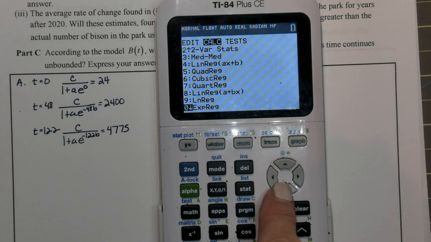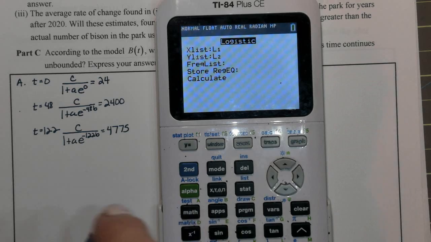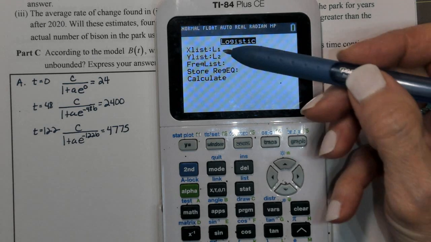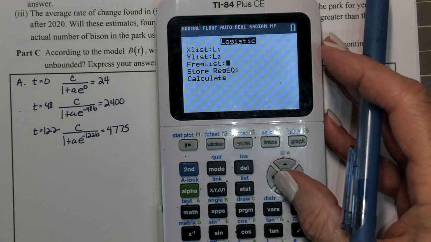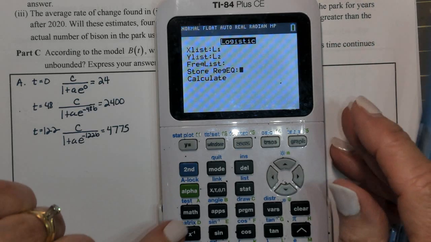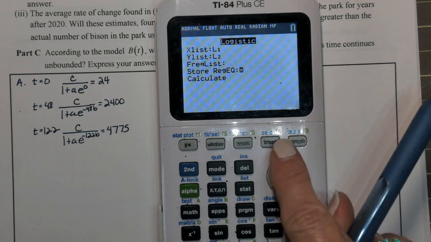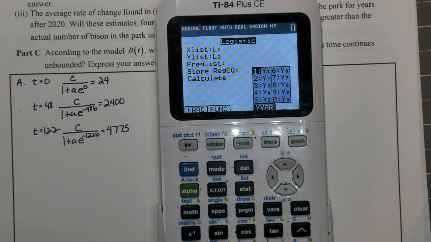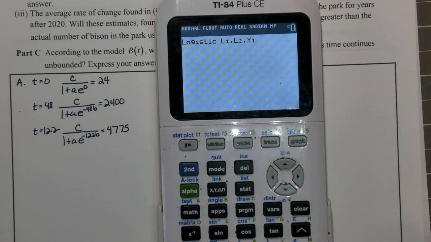There's exponential regression. There's power regression. There's logistic regression. And we know it's logistic. They told us it was logistic. Okay? It automatically populates L1 and L2. We can leave the frequency list blank, and we are going to store the regression equation in for Y1. So alpha F4 Y1. Okay? Go down to calculate and hit enter.